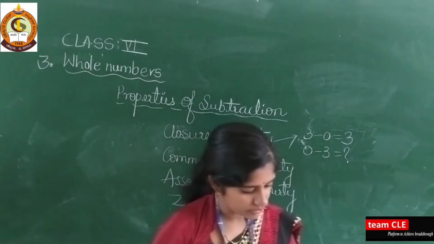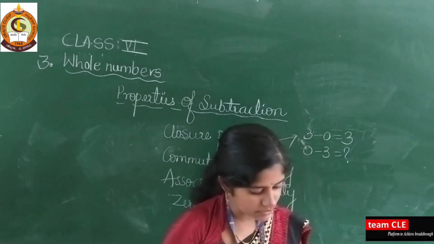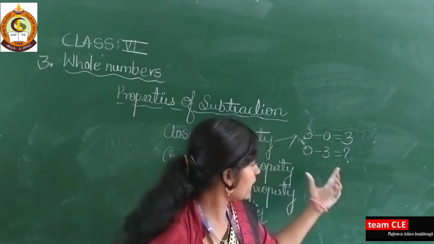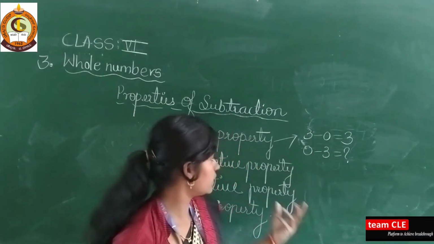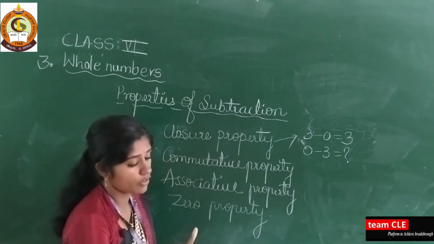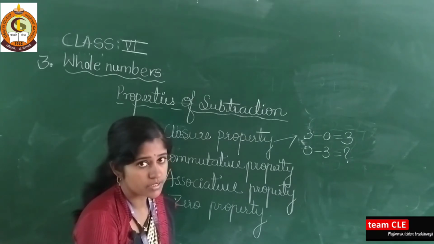Okay. See here, 0 minus 3, there is no answer. Is 0 minus 3 possible? No. So, for this there is no answer. Therefore, the closure property will not exist in subtraction.